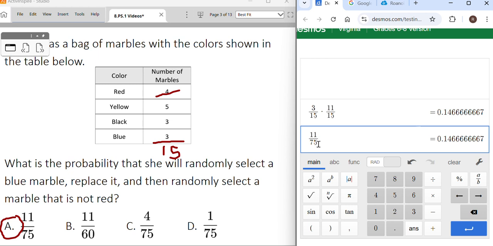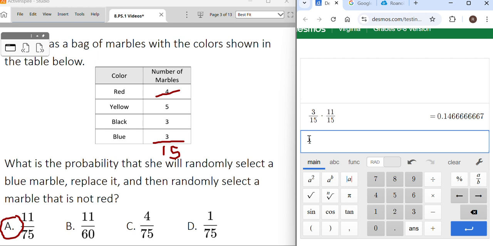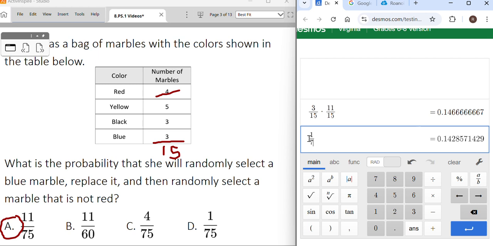But you know what? Let's try the others just to make sure. Well, that certainly doesn't match, so that's not my answer. How about 4 over 75? Nope, not the same. And how about 1 over 75? Nope, that's not it either.